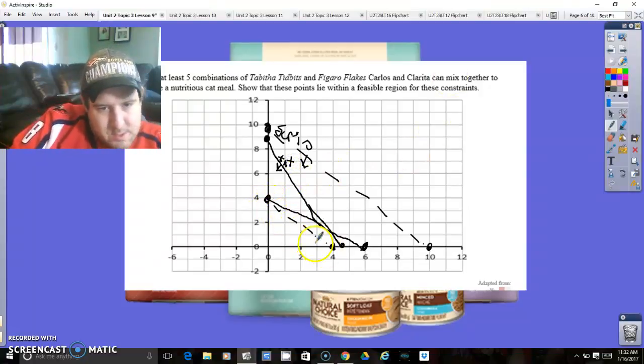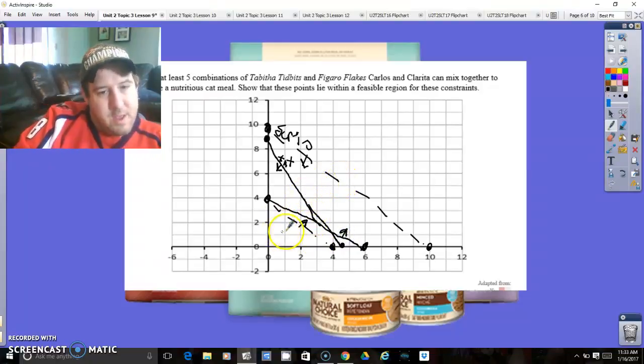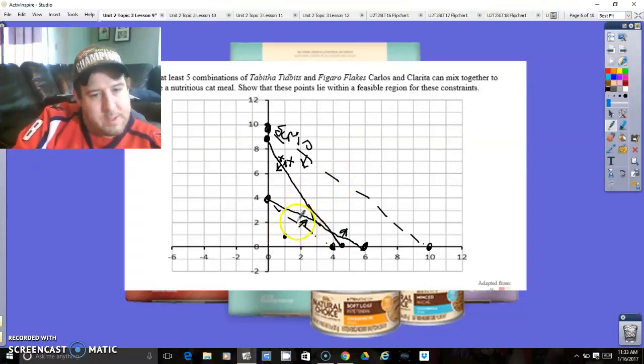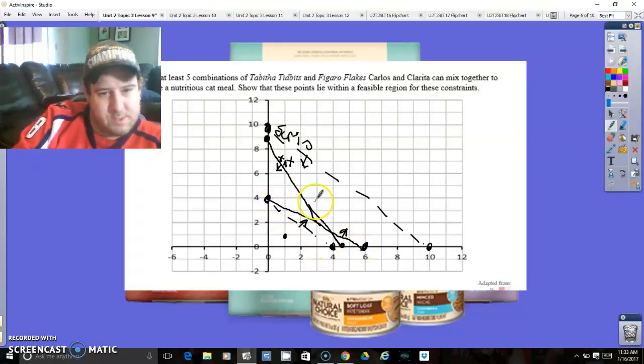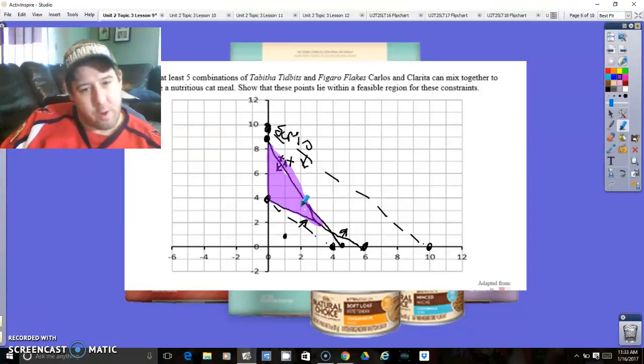And I can't remember which one of these was carbs and which one was protein, but both of them were above. So we're looking for places that are above these 2 lines, but also below these 2 lines. So like right here, that would not work because that is not enough protein or enough carbs or vice versa, whichever it is. The only place that's going to meet all 4 constraints is this little triangle here. Everything in this triangle meets all 4 constraints.